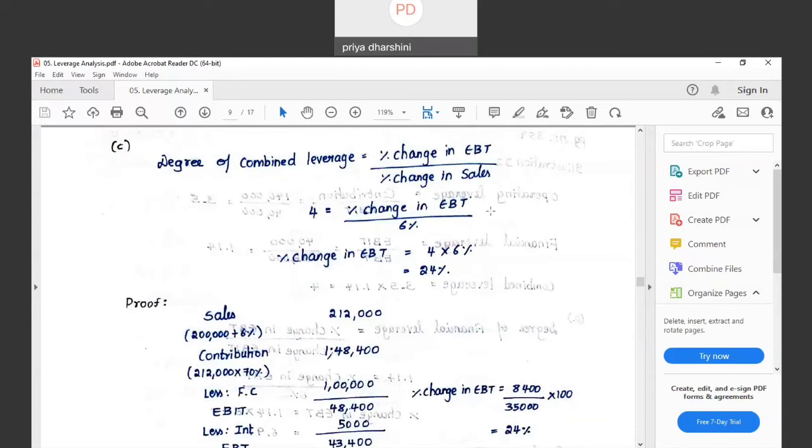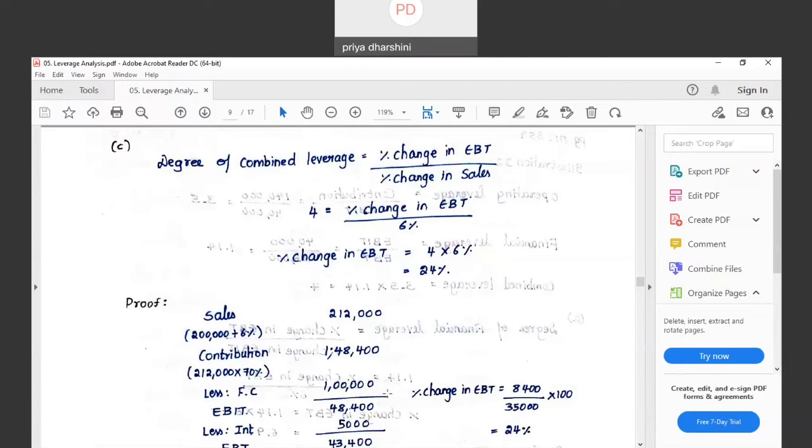Percentage change in EBT is unknown. What is the percentage change in sales given? 6%, which means what is the percentage change in EBT? It is 6 into 4, which is 24%. Let's look into the proof of it. How much is sales increasing by? 6%. 2 lakh plus 6% will give you sales. What is contribution? It is 70% of sales. Why is it 70%? 30% is variable cost, which means the remaining 70% is contribution.